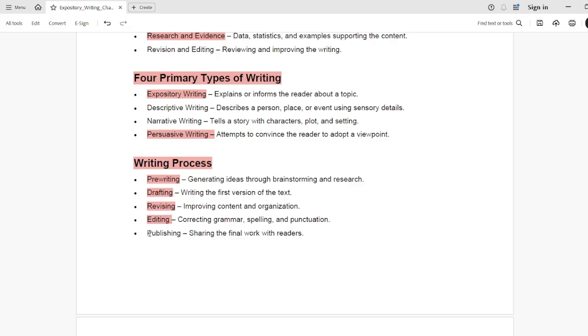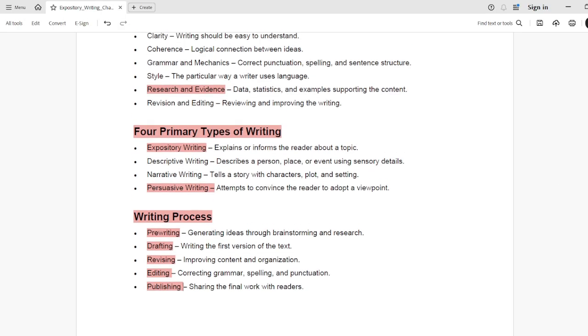Publishing, sharing the final work with the reader. So from an exam point of view, the question will be: write down the 4 primary types of writing. So you have to write down these 4 types. If the question is about the writing process, then you have to write down these important steps of writing, okay.